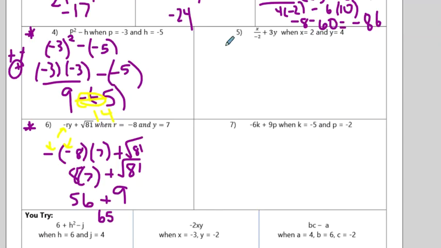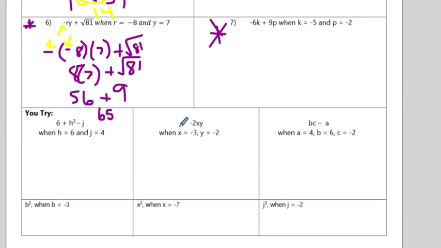So what I would like you to do is go ahead and try number 5. You're just plugging in 2 and 4. Number 7. And then you definitely have to go and do the 3 You Tries, as well as the 3 You Tries that are just exponent based. Okay? When you finish with this, you're going to obviously get it checked, and then you can go into the back, which is an activity with a dice and substituting in the number that you roll.